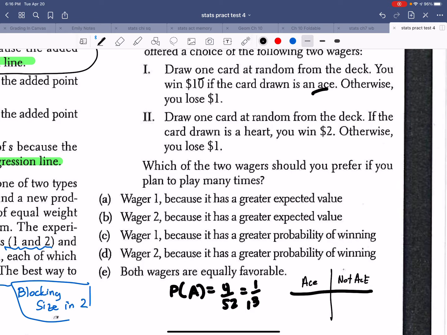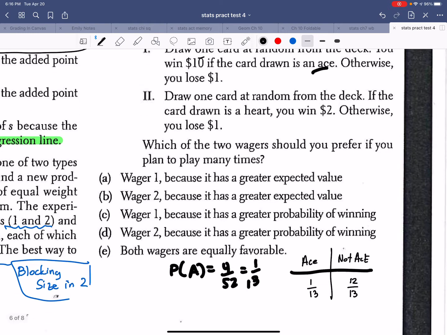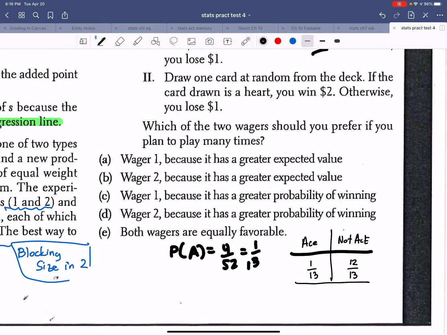Okay, so what is the probability of an ace? It's 1 out of 13. So what's the probability you don't get an ace? That'd be 12 out of 13. All right, so that's your probability.